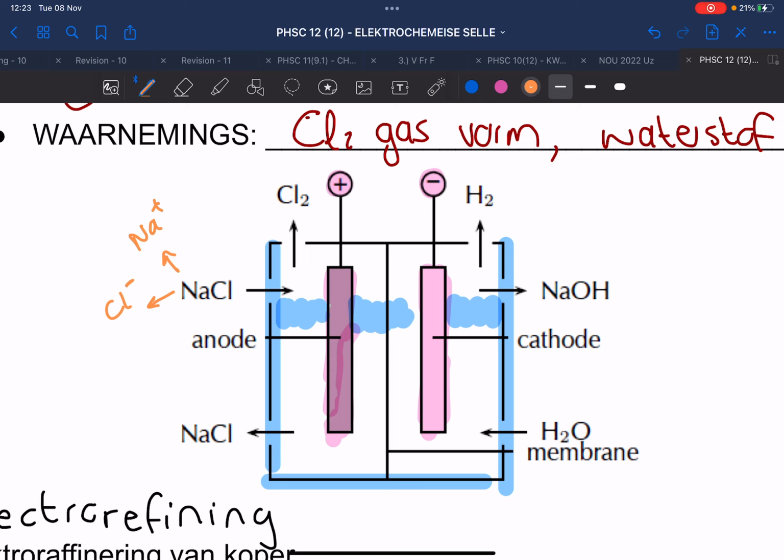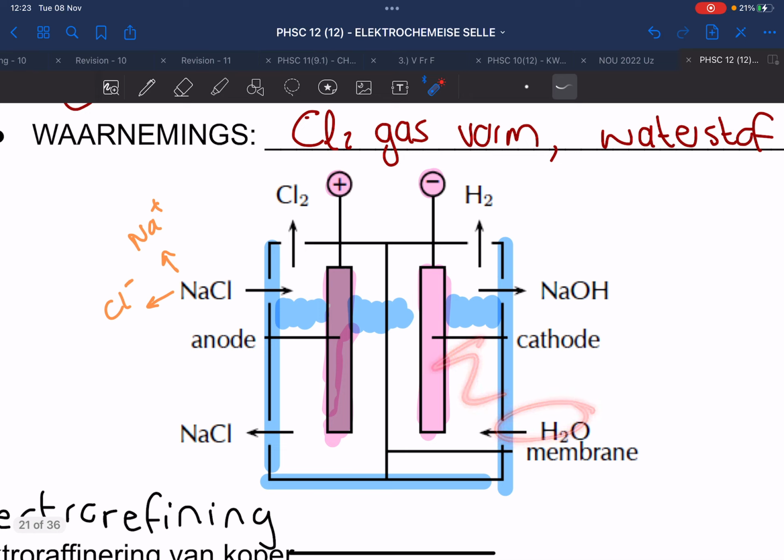Okay. Nou, hierdie ding is nie 'n watermembraan nie. Hulle bedoel maar net, hier is water hierin. That means there's water in there. This thing is a membrane.